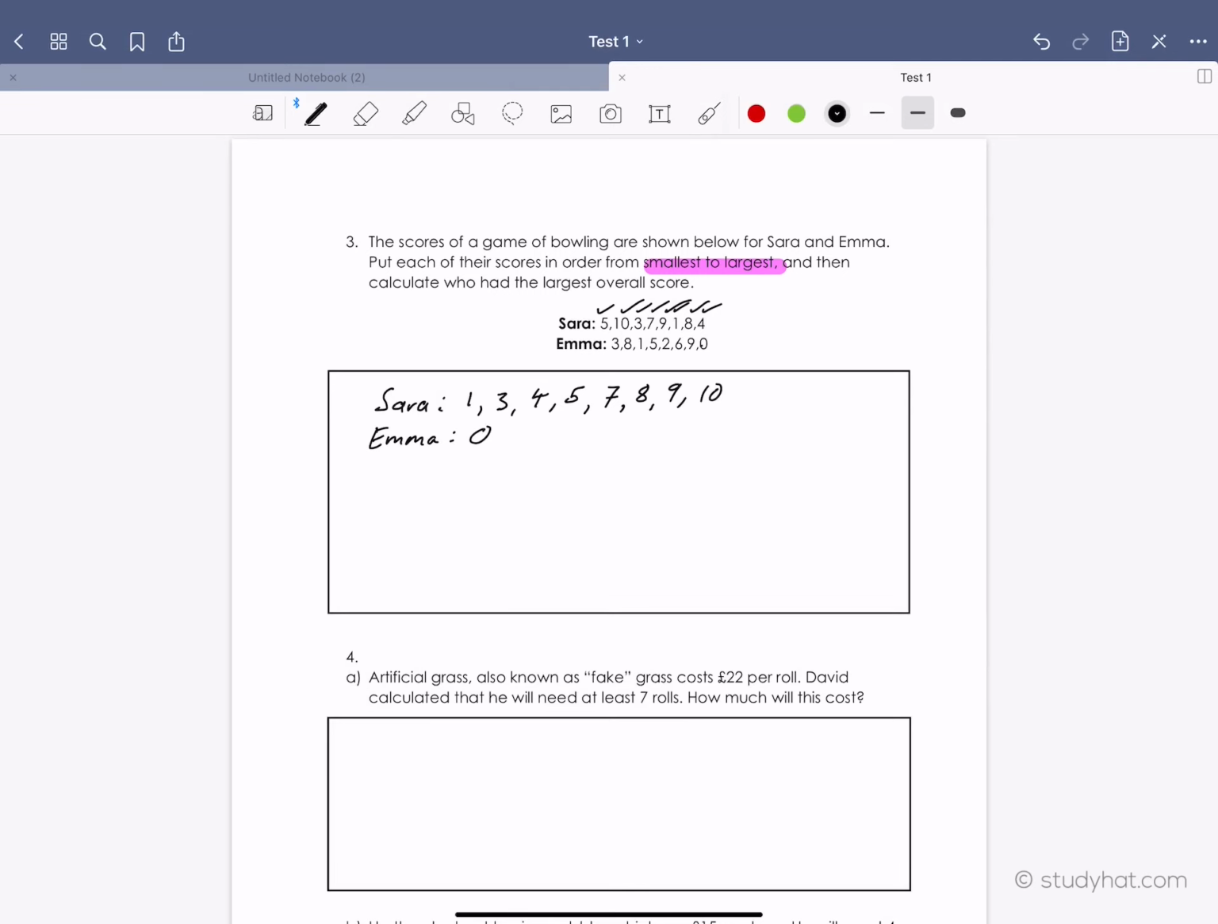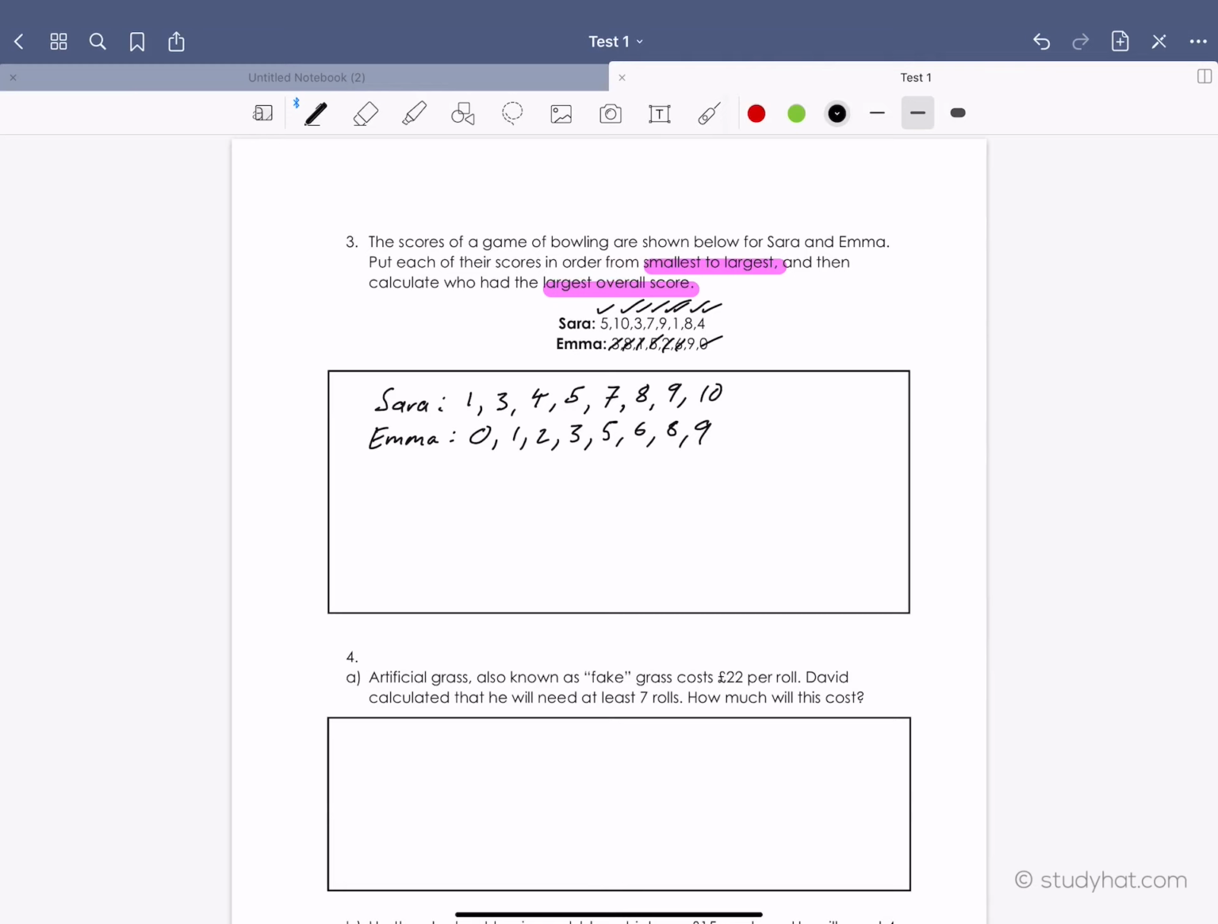Now with Emma, she actually starts with a 0. She didn't do very well on that one. And then 1, 2, 3, 5, 6, 8, and 9. So that's them in order. And now they've asked us to find the largest overall score. So we're going to add them up.